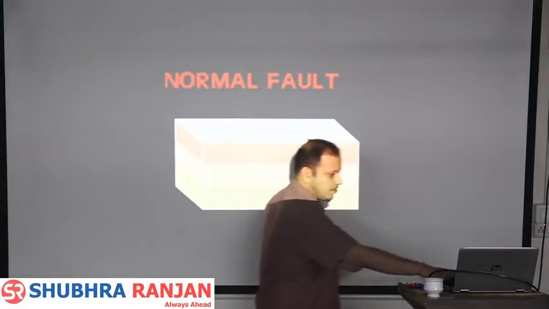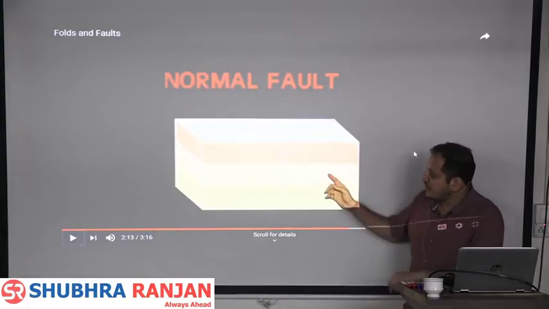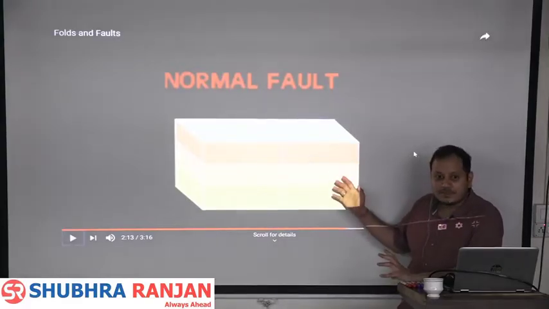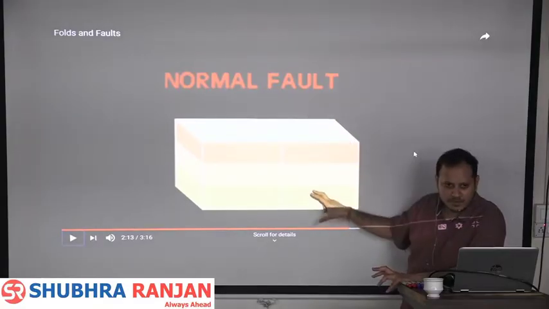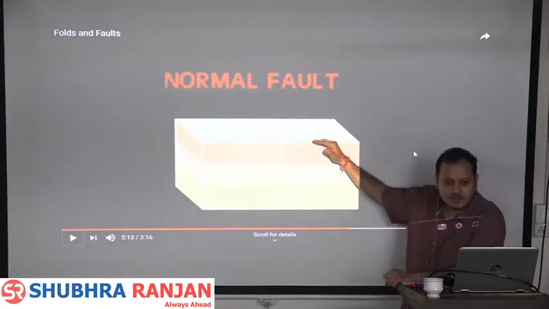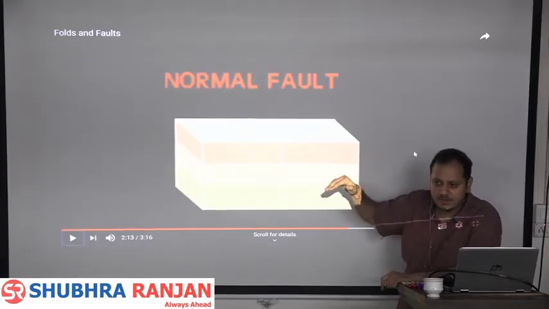I'll stop here now. What is happening in the normal fault? You can see there is a tension. Some part will go up, some part will go down. The part which goes up becomes a mountain, the part which goes down becomes a valley.